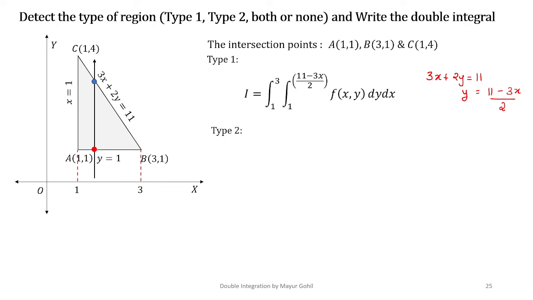If we want to check whether this region is a type 2 region, we pass a horizontal line across the region. When you pass a horizontal line, you can see it is entering at x equals 1 and it is going to exit at 3x plus 2y equals 11 again. So now in this case you just have to change your equation into this format. The equation has 3x plus 2y equal to 11. You write it in terms of x. So x equals (11 minus 2y) divided by 3.